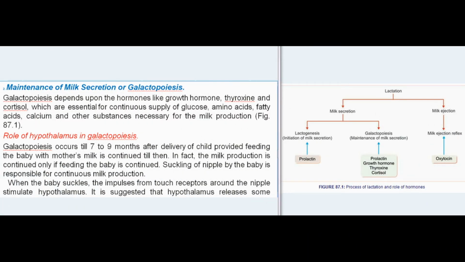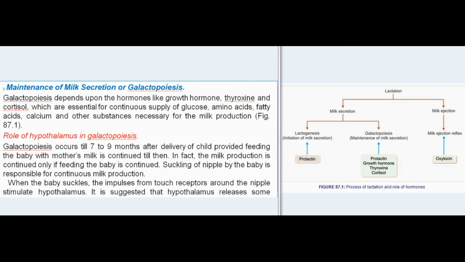Maintenance of milk secretion or galactopoiesis. Galactopoiesis depends upon hormones like growth hormone, thyroxine, and cortisol, which are essential for a continuous supply of glucose, amino acids, fatty acids, calcium, and other substances necessary for milk production. Fig 87.1. Role of hypothalamus in galactopoiesis. Galactopoiesis occurs till 7 to 9 months after delivery of the child, provided feeding the baby with mother's milk is continued till then. In fact, milk production is continued only if feeding the baby is continued.